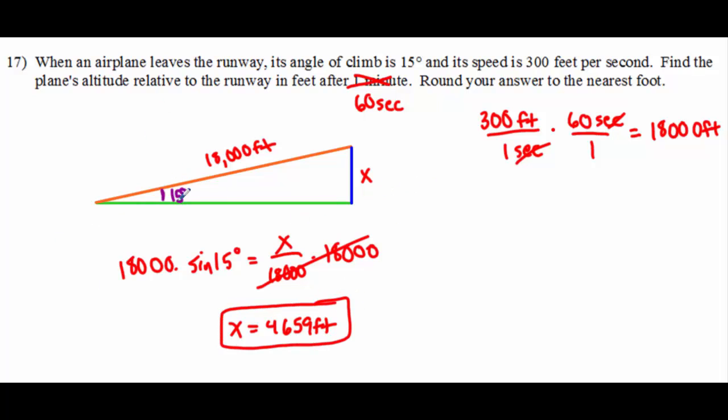And that should make sense. This time I drew a more accurate triangle. 18,000 is really big. In comparison, x should not be as big, so we got something that was, it's still a big number, but it's nowhere near as big as 18,000.